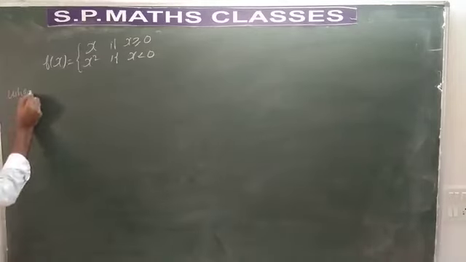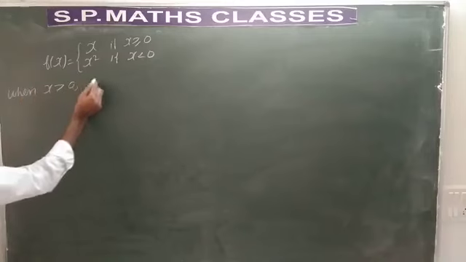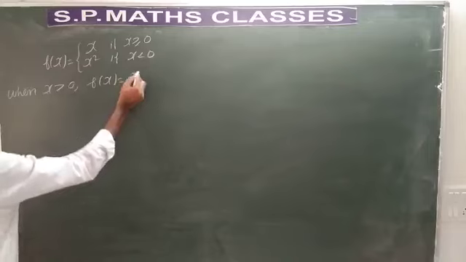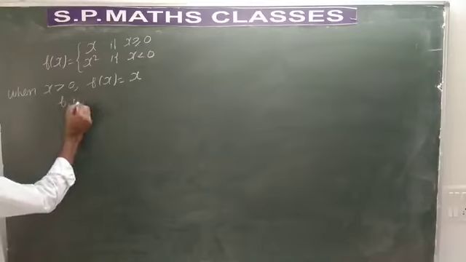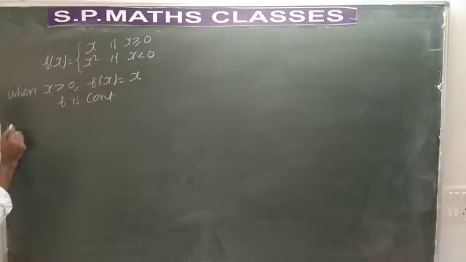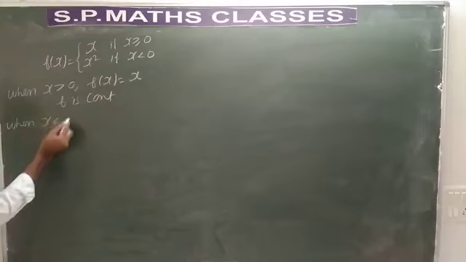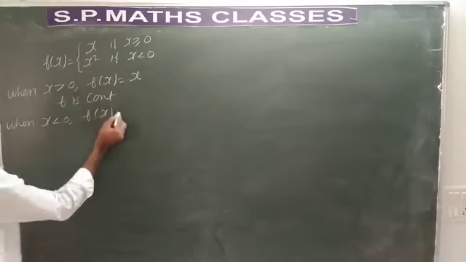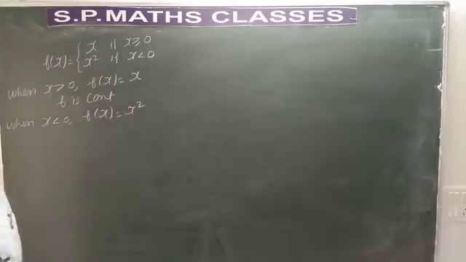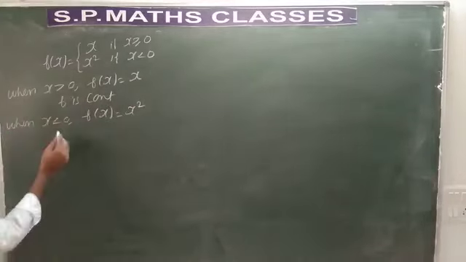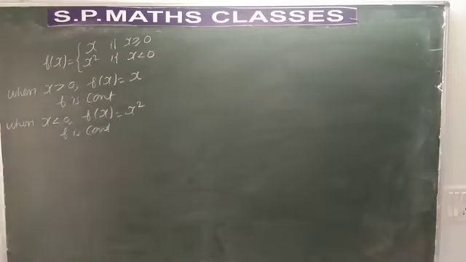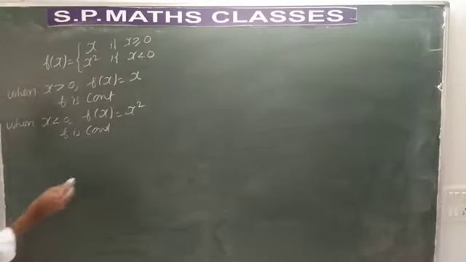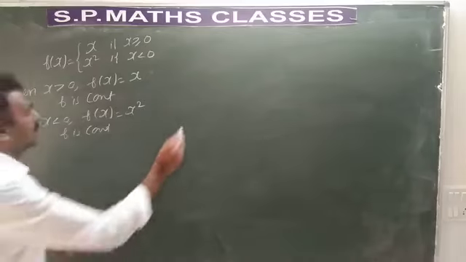When x is greater than 0, f of x is x. Now x is a linear polynomial, hence f is continuous. When x is less than 0, f of x is x squared, which is a quadratic polynomial. So f is continuous. We have solved individually that x squared and x are continuous functions. Further, we need to test at x is equal to 0.